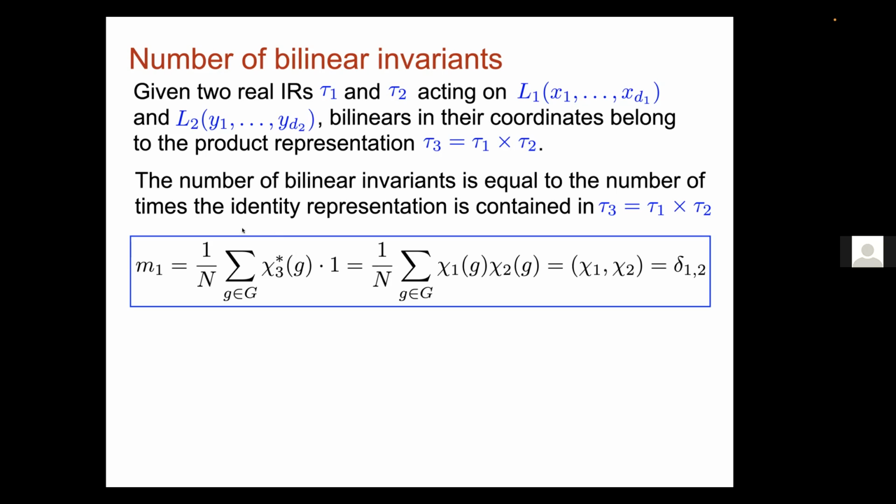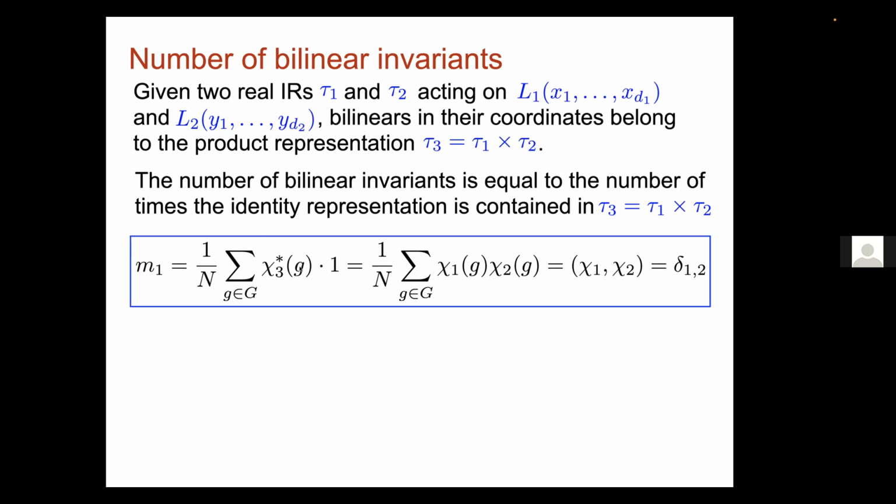So basically, I use the magic formula to see how many times the identity representation, whose characters are 1, as you remember, is contained in tau3. I have to take the complex conjugate, but since I'm assuming that they are real, we'll consider the complex case in the next few lectures.